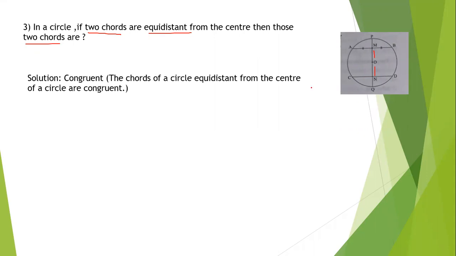So we will write the answer first, congruent, and then we will write the statement of the theorem also. The chords of a circle equidistant from the center of a circle are congruent. So only one line you have to write. First you have to write it is congruent and then in the bracket you can write the statement of the theorem. Both are equally important.